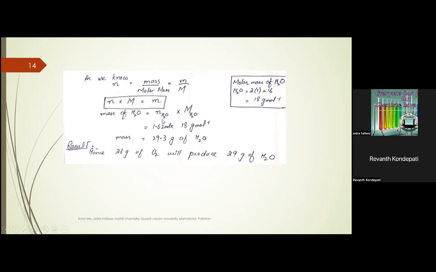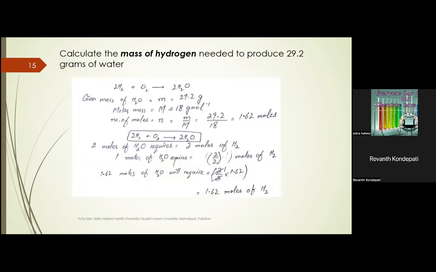So use this equation: number of moles of water, 1.62 moles, multiplied by the molar mass of water, 18 grams per mole. Then you will get the answer, a mass of 29.3 grams of water. Hence 26 grams of oxygen will produce 29 grams of water. This is the stoichiometric calculation. This whole lecture is full of examples and problems, so no need to worry, these are very, very easy.